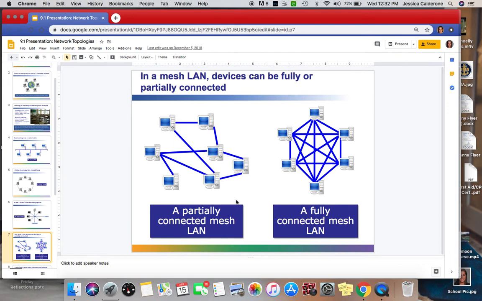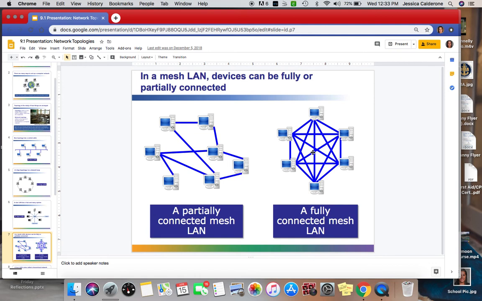Okay, in a fully connected mesh, like this one here, all of the computers are directly connected to one another. You can see the lines. So this computer connected here. This computer connected there to there, then down to there, and then down to there. So that's the difference. In a partially connected mesh, all the computers are not connected, but in a fully connected mesh, they are connected.